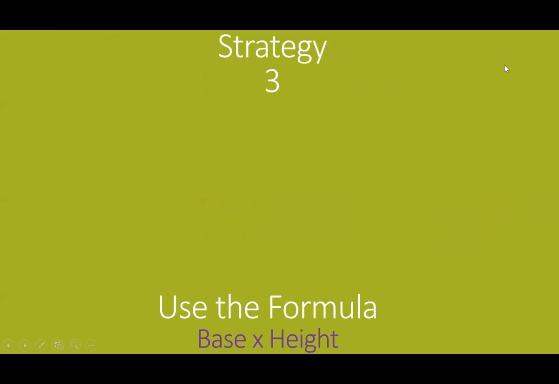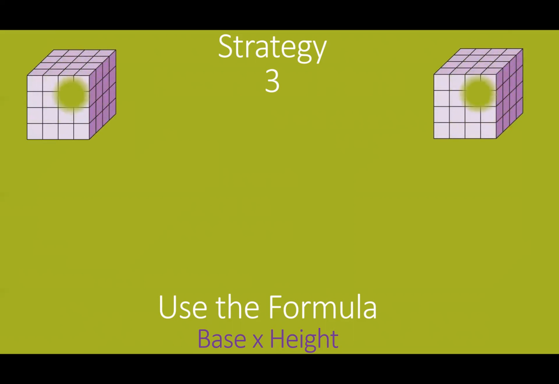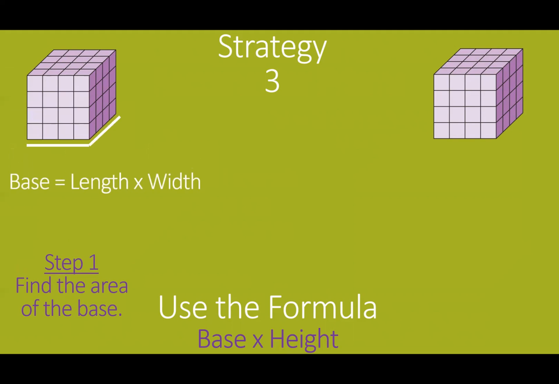Here's strategy 3. Wow, we're going fast. Use the formula base times height. Now this formula is basically the same as the one before, except it's telling you to go in a very specific order. So the first thing they want you to do, step 1, is find the area of the base. And how we find the area is we multiply length times width. And you've been doing that since 3rd grade.